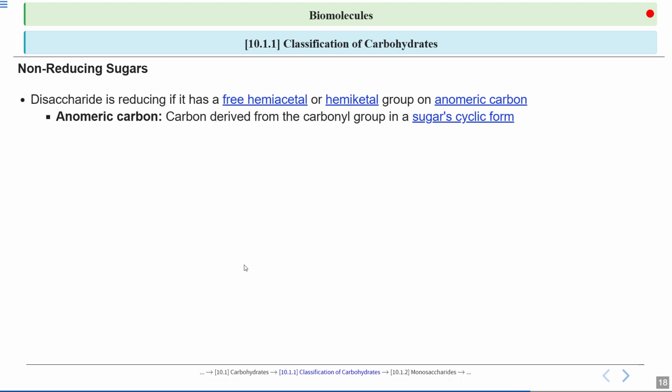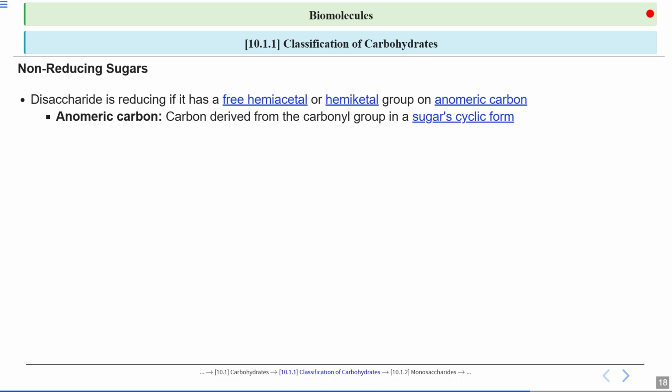Now how do we define the term anomeric carbon? The anomeric carbon is the carbon atom that comes from the carbonyl group when sugars form a ring structure. This is a key player in the sugar's reactivity. Remember that it's the carbon that was originally part of the aldehyde or ketone group in the open chain.